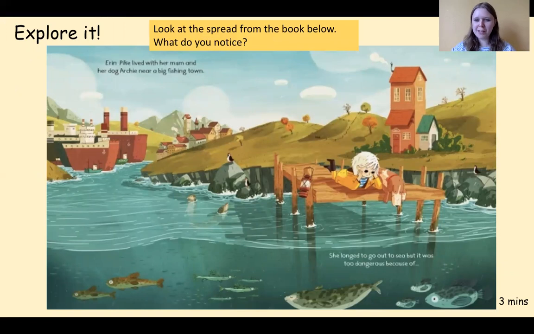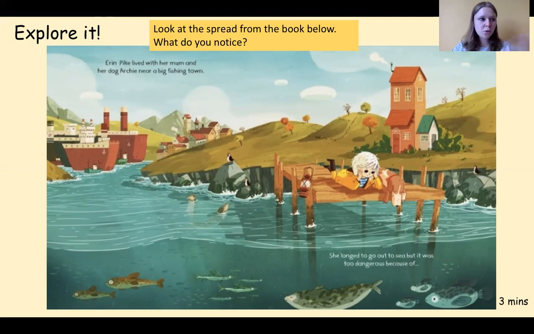What do you notice? So if I look at this picture, immediately I notice a girl and a dog looking down into the water. It looks like they're looking at some fish. I can also see a really tall house, and that is surrounded in the background by lots of hills and trees. I wonder what you've noticed in the picture.